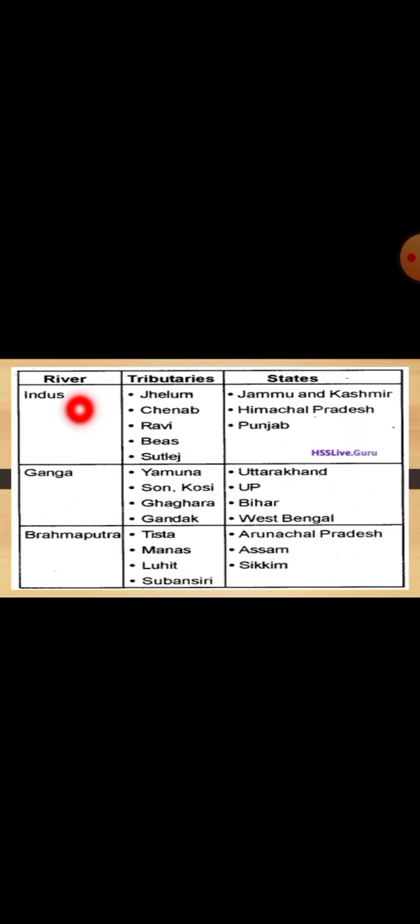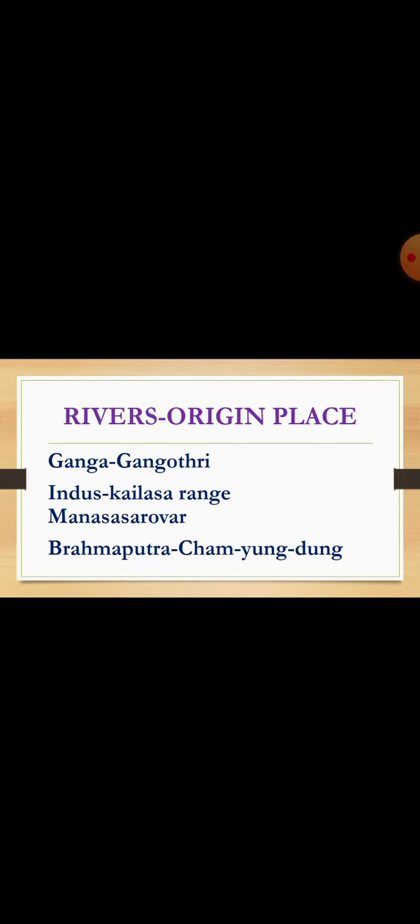Let's see here. The tributaries of the Indus river: Jhelum, Chenab, Ravi, Beas and Satluj. It flows through Jammu and Kashmir, Himachal Pradesh and Punjab. Tributaries of the Ganga river: Yamuna, Son, Kosi, Ghaghara and Gandak. It flows through Uttarakhand, Uttar Pradesh, Bihar and West Bengal. Brahmaputra river tributaries: Teesta, Manas, Lohit and Subansiri. It flows through Arunachal Pradesh, Assam and Sikkim.